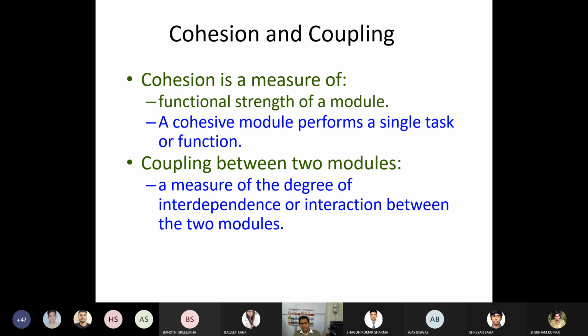Cohesion is a measure of the functional strength of a module. A cohesive module performs a single task or function. That means it is a completely independent function, so it is not taking any help from any other function. And coupling between two modules is a measure of the degree of interdependence or interaction between them, so how often a particular module is talking to other modules. That is what exactly we call coupling.